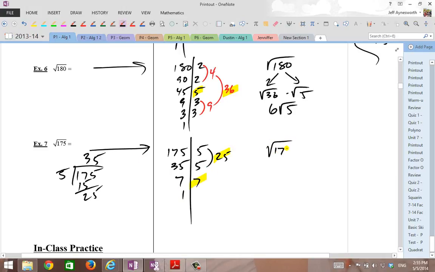So I do the same thing. I split it into 2 roots. So the square root of 25 times the square root of 7 gives me 5 root 7, because the square root of 25 is just 5. It's a 2-step procedure right here. Step 1, square root both factors. Step 2, simplify. 2 steps only.